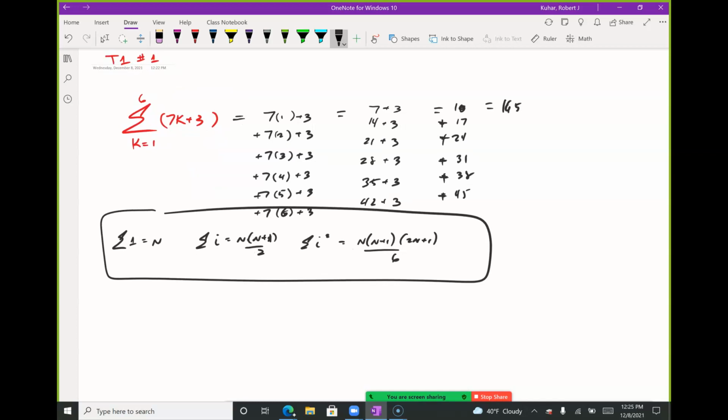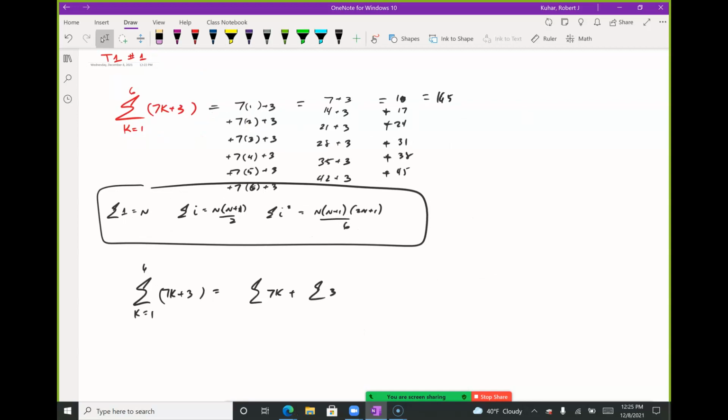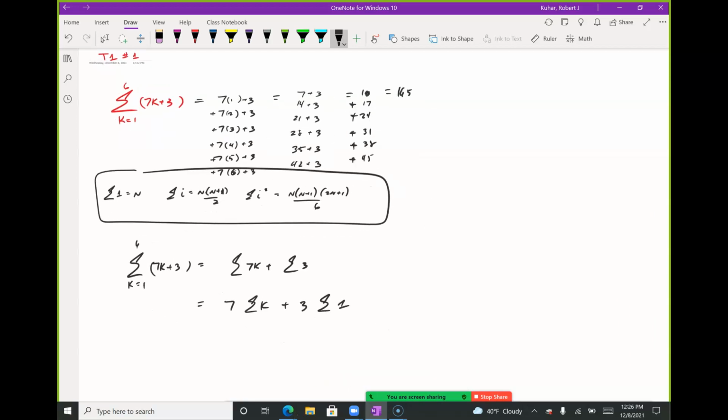Using these sums. So the sum of k equals 1 to 6 of 7k plus 3 is the sum of 7k plus the sum of 3, right? I tend to get a little lazy with my notation, but I know it's going from 1 to 6 in each one. And so what do I get? 7 times the sum of index k plus 3 times the sum of 1, right? And I know the sum of 1 is n, and I know the sum of k is n times n plus 1 over 2. So I get 7 times n times n plus 1 all over 2 plus 3 times n, for n equals 6, that final index.